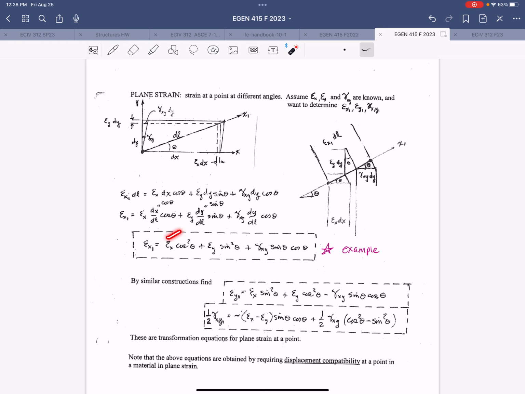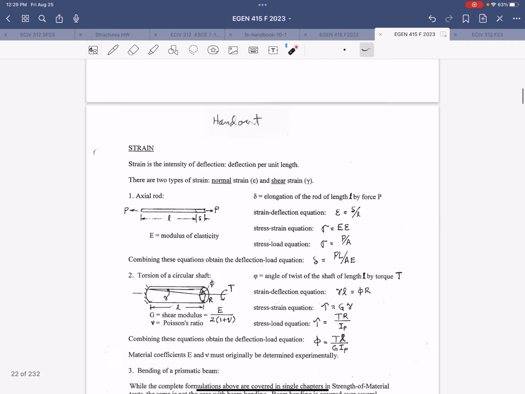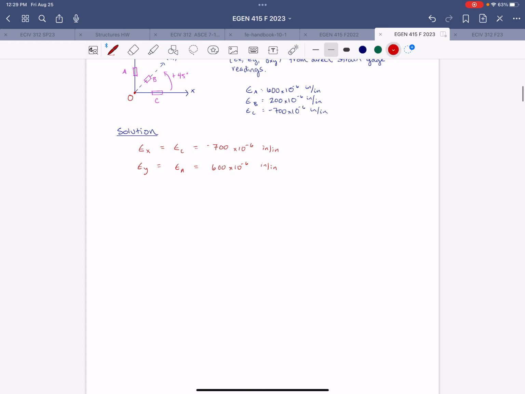And so since we already know the normal strains in X and Y, and we have a gauge acting along this X1 axis, we can just plug those in and solve for the third unknown in that equation, which is gamma xy, all right? So that's what we'll use in this equation. So I'll just say for gamma xy, can't directly measure it. So we'll use strain transformation.